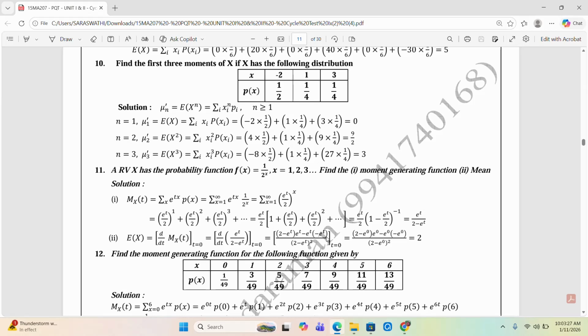Now put t equal to 0. Directly we can substitute e power 0 everywhere. We have the e power 0 value is 1. So now 2 minus 1 is equal to 1. Here e power 0 and e power 0, minus into minus is plus. So 1 plus 1 is 2, divided by 2 square, which is 4.